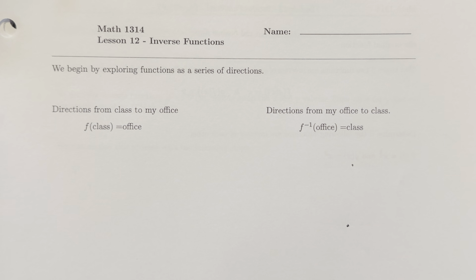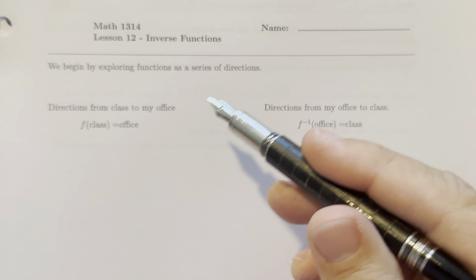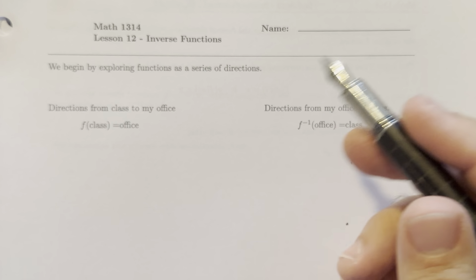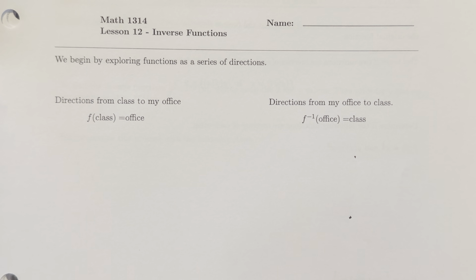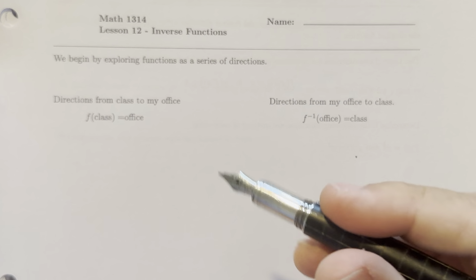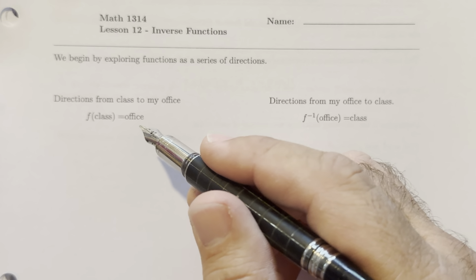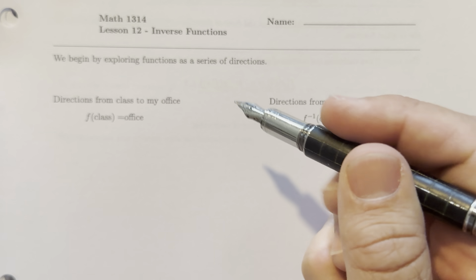Today we're going to go over inverse functions. An inverse function is just a function that undoes the action of the original function. And before we get into what an inverse function is, let's talk about what a function actually does. A function maps an element from a domain to an element in the range.